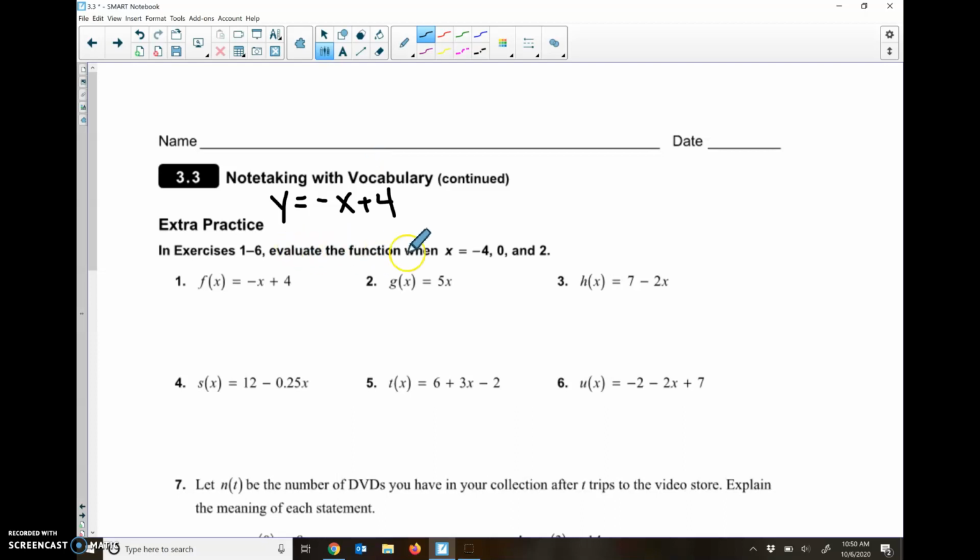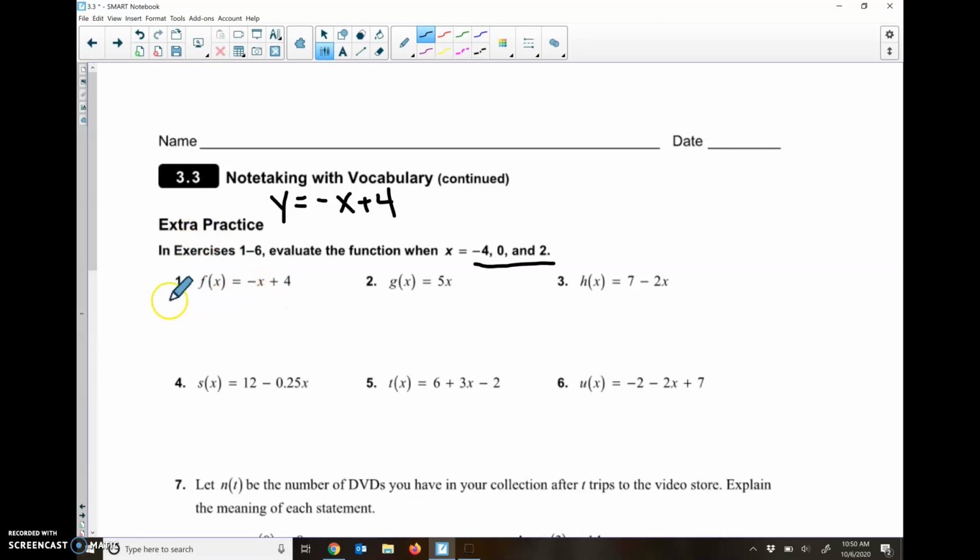Here it says evaluate the function when x equals these three things. So we're going to have three different answers for these first six. And then there's going to be something like the complete opposite once we get to question 8. So make sure you're reading the directions when you do the homework, because you're going to have these kinds of problems too. So let's look at number 1.